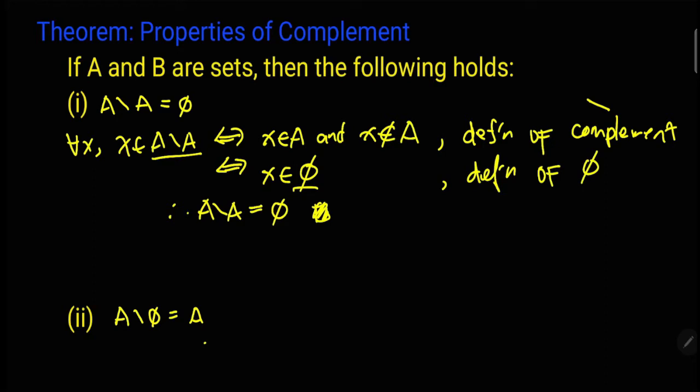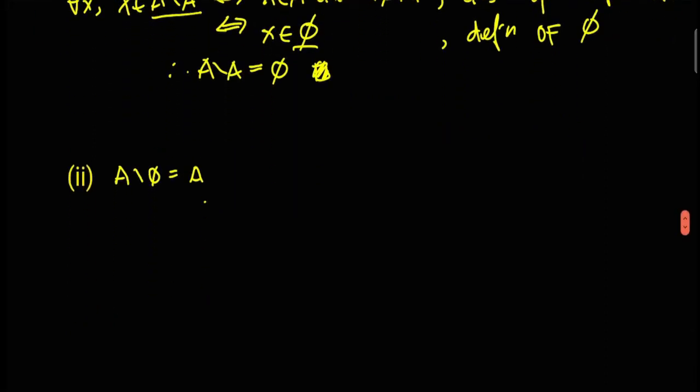Okay. Next property. A except empty set is A. Intuitively, that means from A, we're going to remove nothing. So we're left with the same set.